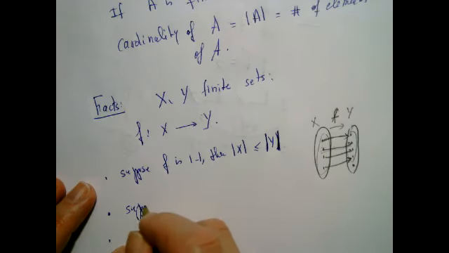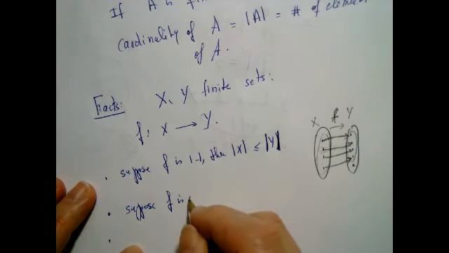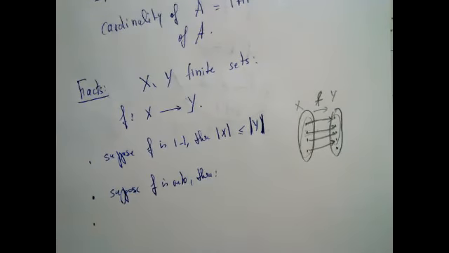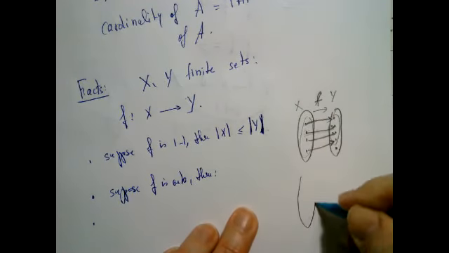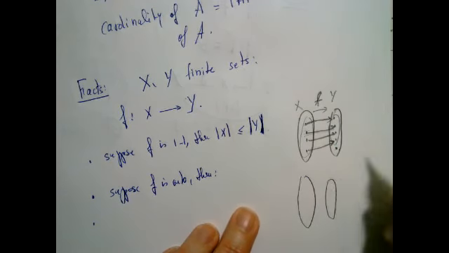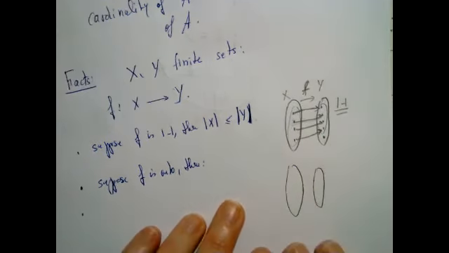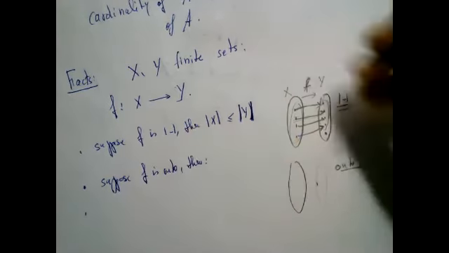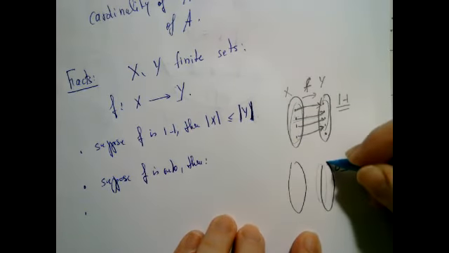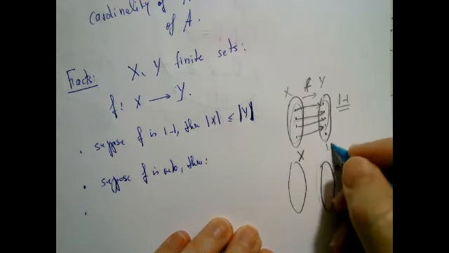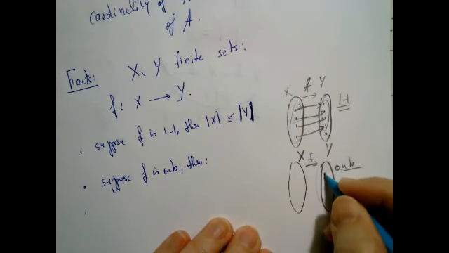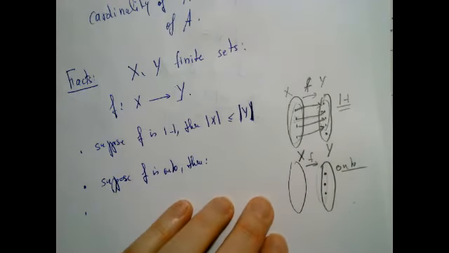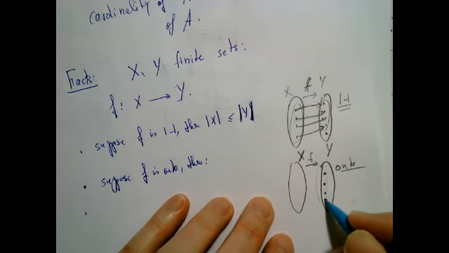Suppose f is onto. Then what can we say about the cardinality of X versus Y? So this is the one-to-one picture. Now the onto picture. So this is X and this is Y. You would know that X is greater than or equal to Y because everything in Y is hit, but multiple elements of X can be hitting the same element of Y. Exactly.